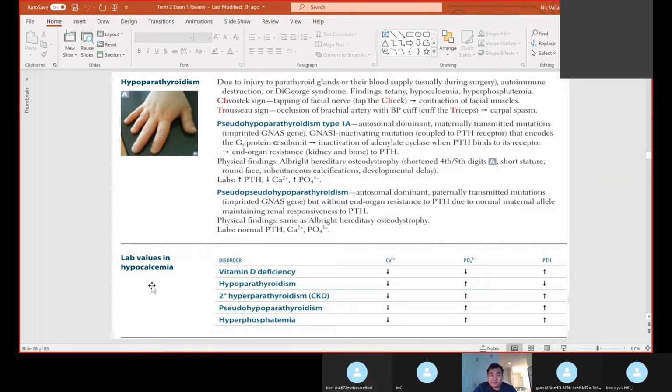So lab values in hypocalcemia, high yield, put a star here. If it's vitamin D deficiency, you have decreased calcium, decreased phosphate, and increased PTH. If it's hypoparathyroidism, you have decreased calcium, increased phosphate, and decreased PTH.